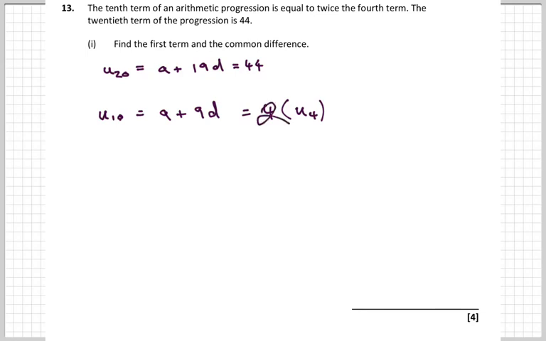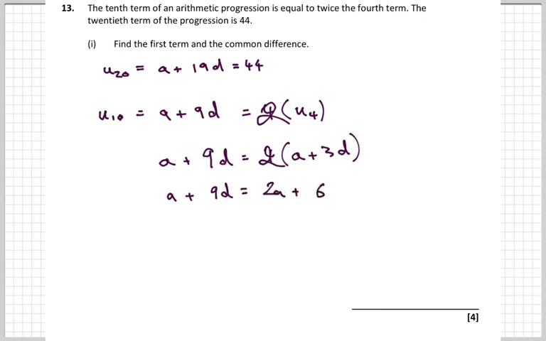Okay. So we know that the 10th term is 2 lots of the 4th term. So a plus 9d then is 2 lots of, so I'll change that again, a plus 3d. So a plus 9d is 2 lots of the 4th term, a plus 3d. If we expand the brackets, then we get 2a plus 6d there.